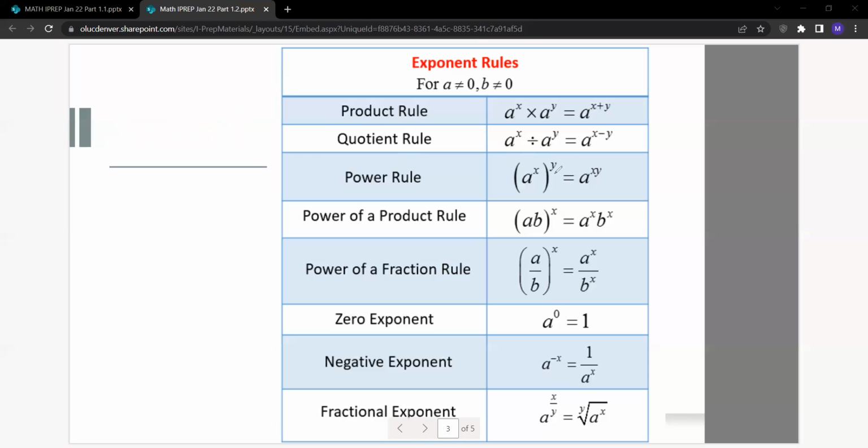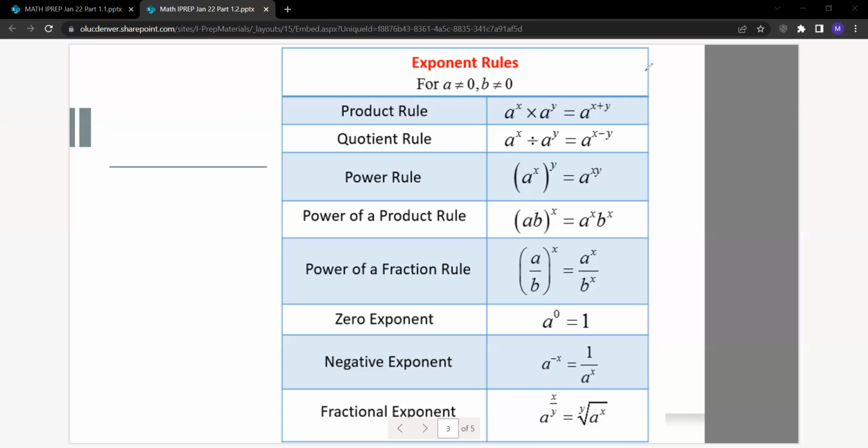Next up, we can talk about the power rule. This says when we have an exponent of an exponent, we're just going to multiply them together. So we have 3 squared to the power of 3. What we're going to do here is multiply those numbers. So this is 3 to the 6th. So we just multiply those numbers. And that is the power rule.